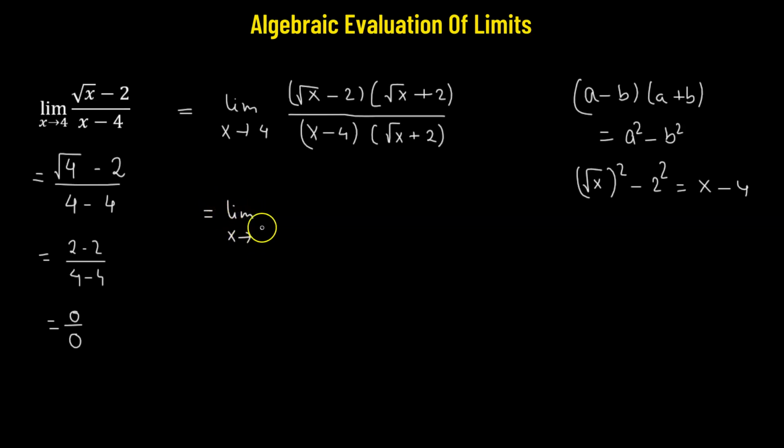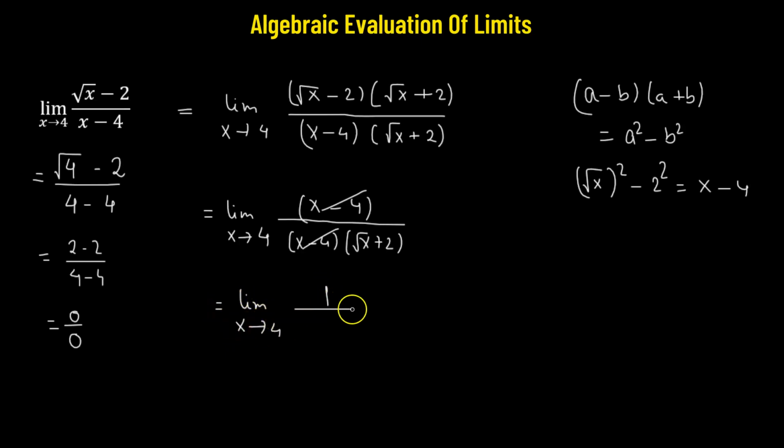So let's place this value. So we have limit x approaching 4. Then the numerator we now have x minus 4 divided by x minus 4 times square root of x plus 2. So this x minus 4, which is common to both the numerator and the denominator, they both get cancelled out, and this leaves us with limit x approaching 4, 1 over square root of x plus 2.